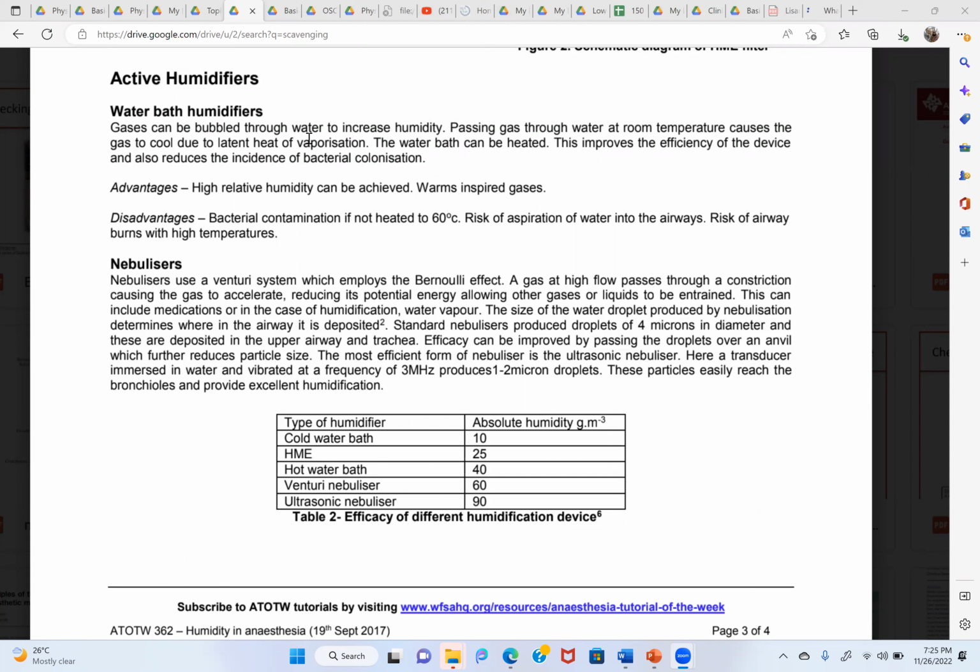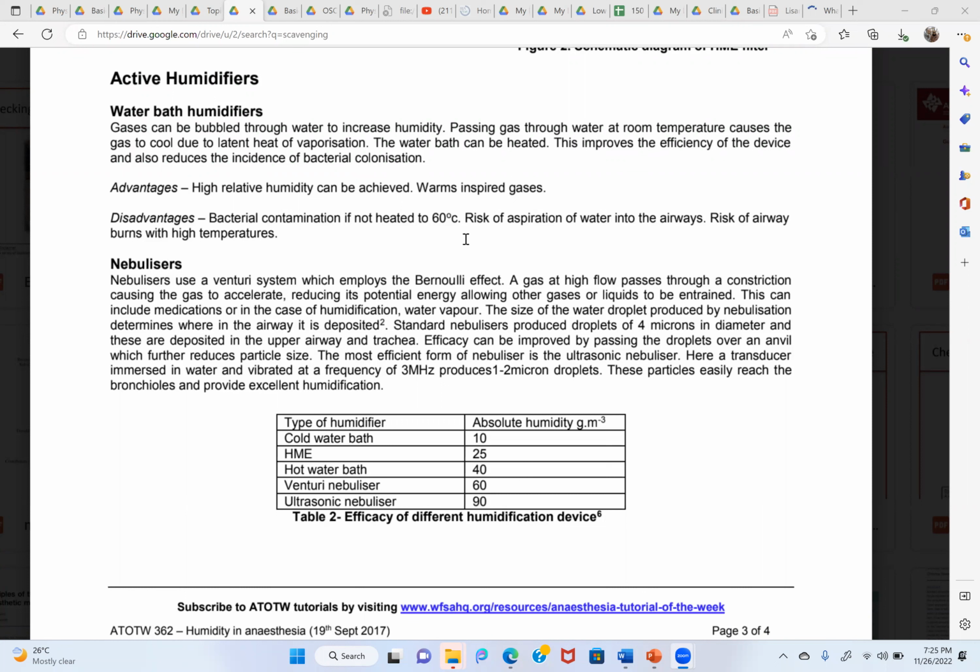Okay, gases can be bubbled through water to increase humidity. Passing gas through water at room temperature causes the gas to cool due to latent heat of vaporization. The water bath can be heated. This improves the efficiency of the device and also reduces the incidence of bacterial colonization. So high relative humidity can be achieved in inspired gases. This is the advantage.